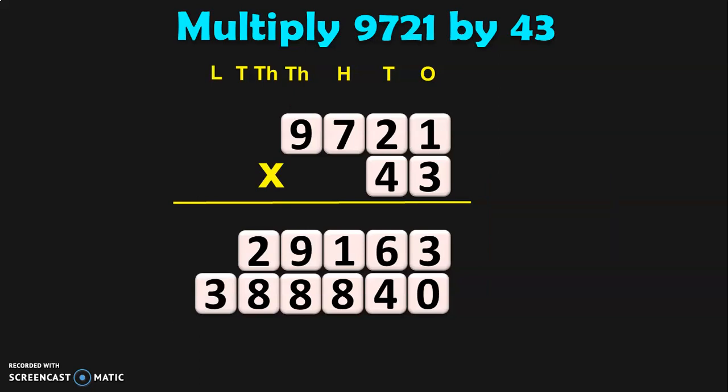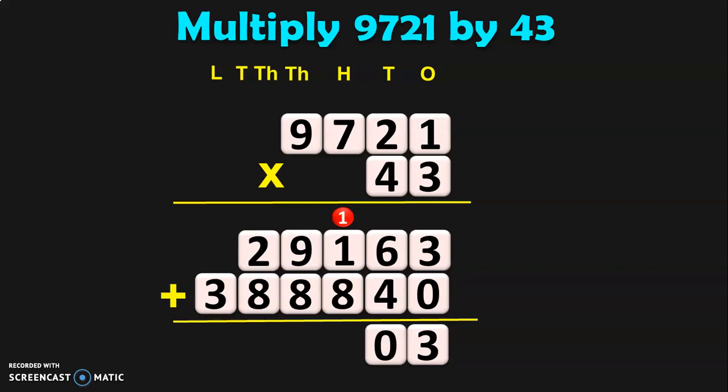So next we have to add these two products that you have obtained. First, 9,721 into 3 is 29,163. The next product that you got is 9,721 into 40, which gave you 3,88,840. Now we have to add these two products. 3 plus 0 is 3. 6 plus 4 is 10. 0 carry over 1. 1 plus 1 is 2.